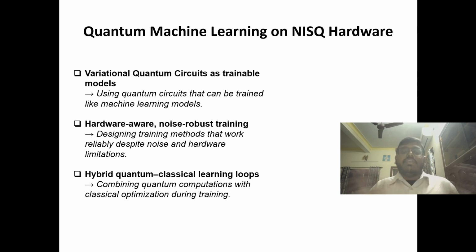Finally, all these things come together in hybrid quantum-classical learning loops, because whenever you are talking about quantum devices, you cannot operate them in isolation. All training is performed within a hybrid quantum-classical loop. In this setting, quantum hardware is used to evaluate parameterized circuits and measure observables, while the classical processor handles the optimization and parameter updates. So that is a control type of task for quantum hardware.